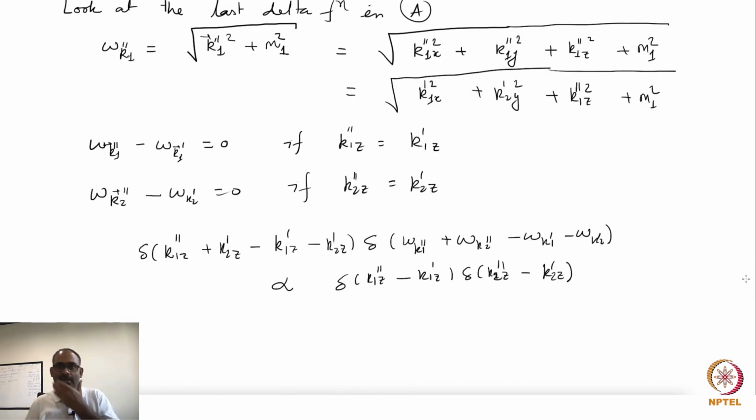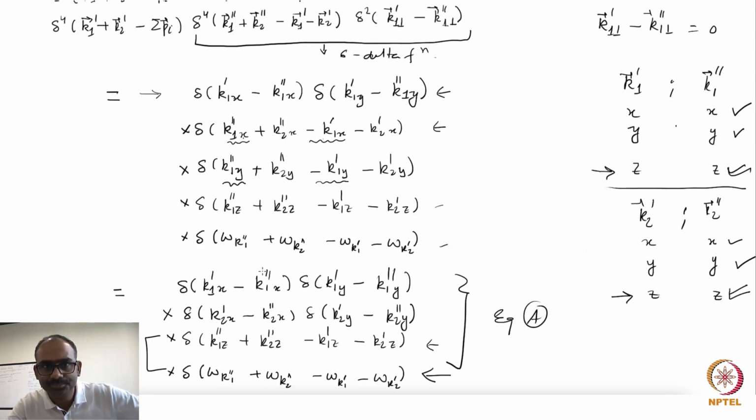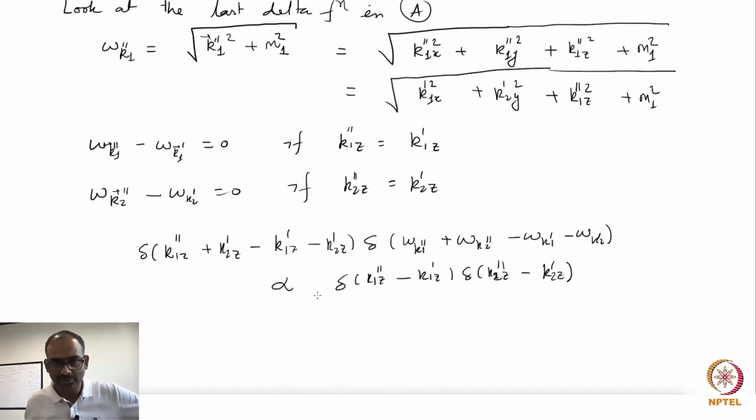So, good, because now I can replace all these delta functions by a delta function which is saying that k1 prime is k2 prime and k1 double prime is k2 double prime. But now we should find out the Jacobian here. When you go from here to the right hand side, you will pick up some factors, and that is the factor which we need to figure out.